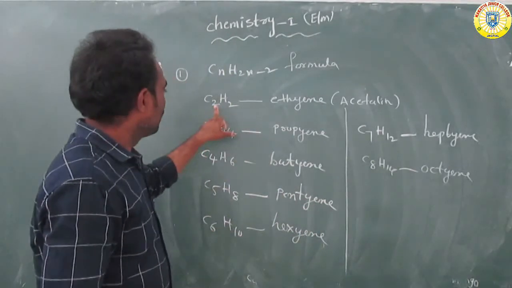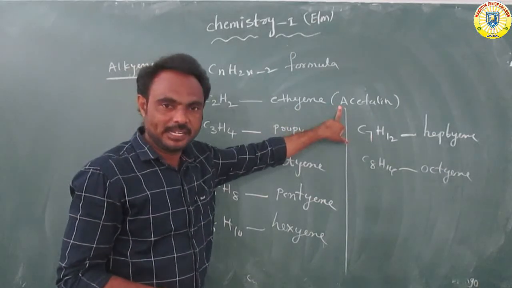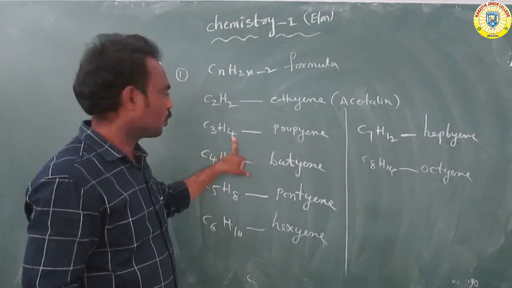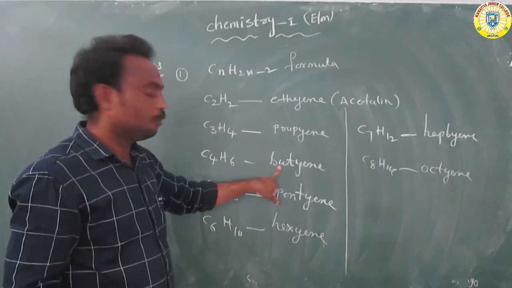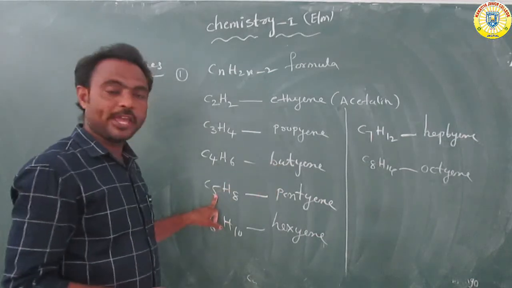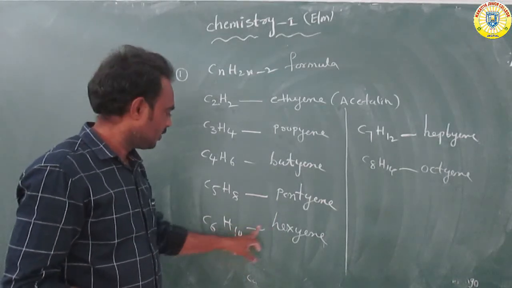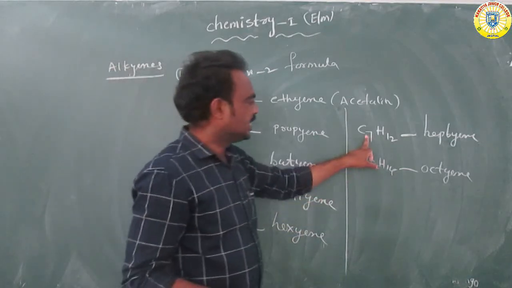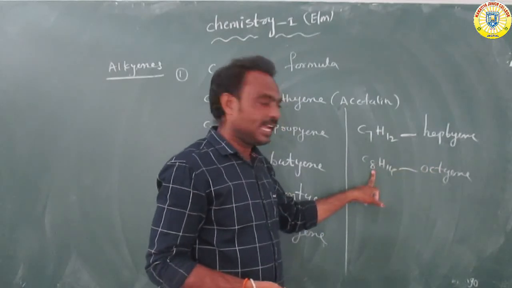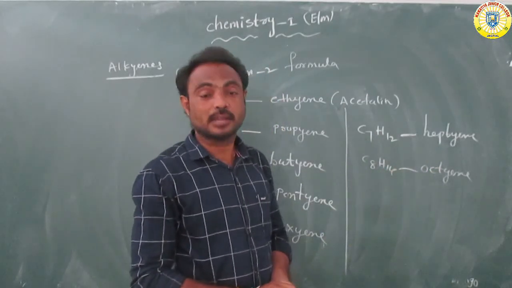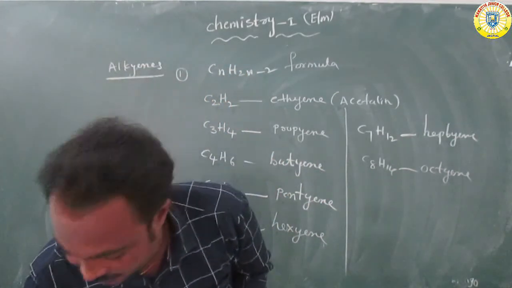Okay, listen. C2H2, ethyne, also called acetylene. C3H4, propyne. C4H6, butyne. C5H8, pentyne. C6H10, hexyne. C7H12, heptyne. C8H14, octyne. They are all examples of alkynes.